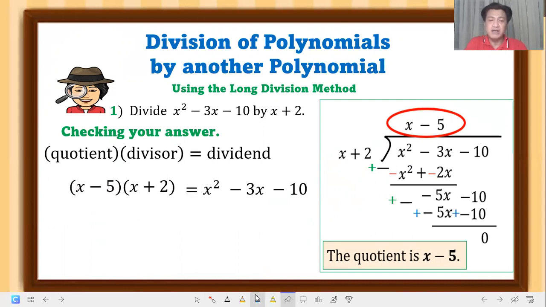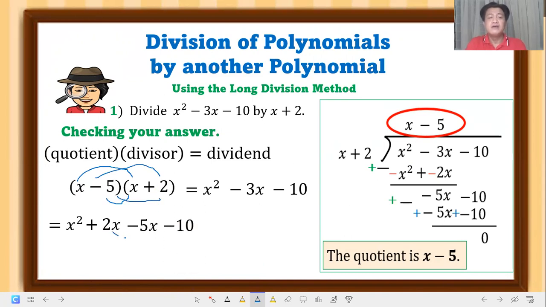Okay, paano ba tayo mag-check? Using the FOIL method or the distributive property, kasi nga the reverse process of division is simply multiplication para ma-check natin. What is x times x? That is x squared. And what is x times 2? That is 2x. What is negative 5 times x? That is negative 5x. What is negative 5 times 2? That is equal to negative 10.